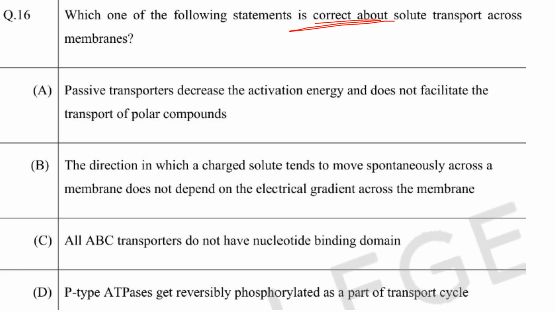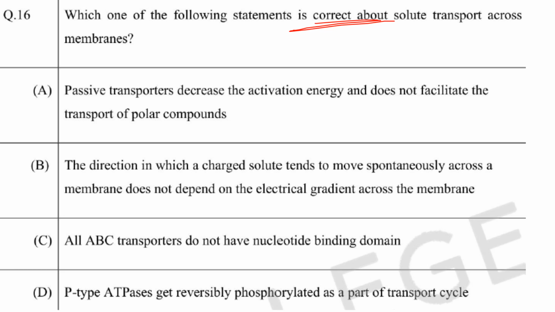Then next one. The direction in which charged solute tend to move spontaneously across a membrane does not depend on the electrical gradient across the membrane. The direction in which charged solute tend to move across a membrane depends on both the concentration and electrical gradient across the membrane. That is electrochemical gradient. So B is also not correct. All ABC transporters do not have nucleotide binding domain. Most of the ABC transporters have nucleotide binding domain, and it is essential for ATP hydrolysis. So C is also not correct.